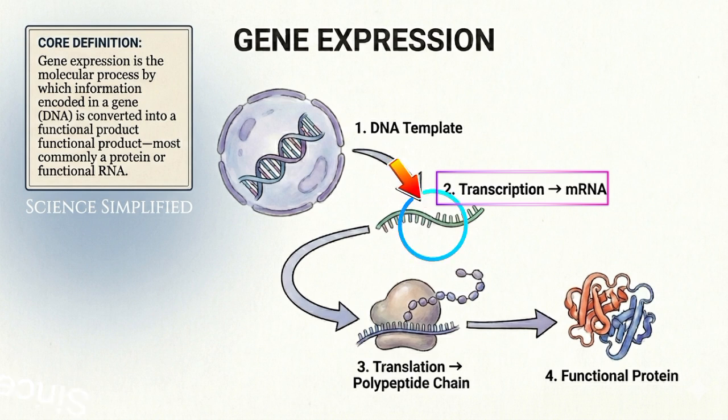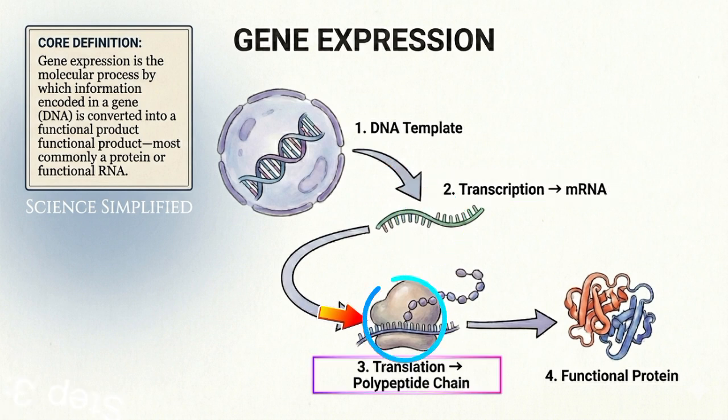Step 2, transcription, creating mRNA. Since the DNA cannot leave the nucleus, the cell needs to make a copy of the instructions. This is step 2, transcription. During transcription, an enzyme reads the DNA and creates a single-stranded copy called mRNA, or messenger RNA. You can see the green strand in the image. Think of mRNA as a photocopy of a specific recipe from the master cookbook. This mRNA carries the message out of the nucleus and into the cytoplasm.